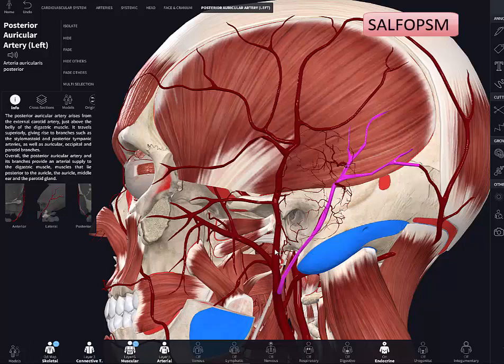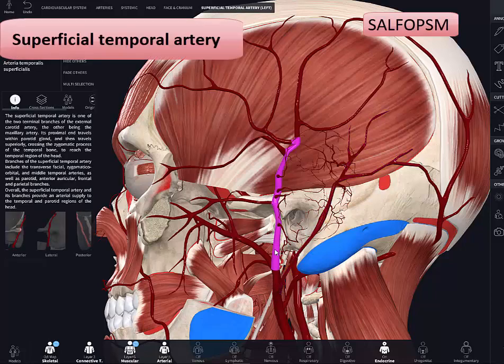Next is S, as in superficial temporal. This should seem familiar now. Here's your superficial temporal artery, and we know this is going to be the one of the two terminal branches of the ECA.